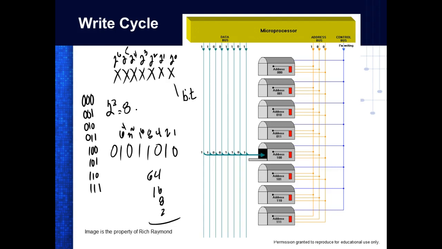So count my mailboxes out there. I got what? 0 through 7, right? Now my data bus, this is representing my data bus over here, and I've got an 8-bit data bus.